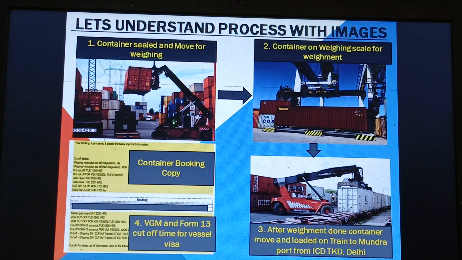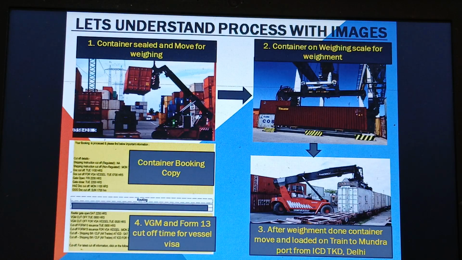Once the weighing is done, you get the slip from the CFS or ICD person. In the third image, you can see once the weighment is done and everything is completed, then at the ICD the train is already placed, and by the Kalmar and the crane, the container is going for loading. After weighment is done, the container is moved and loaded on the train to Mundra port from ICD TKD Delhi. This is the image. Things go on like that.